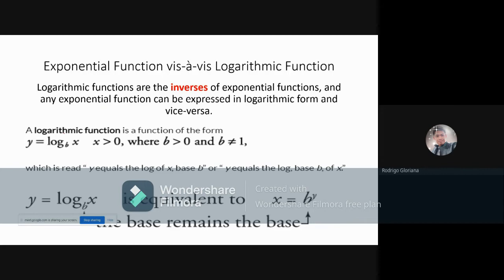As we define, a logarithmic function is a function of the form y is equal to logarithm of x to the base b, wherein x is greater than 0, b is greater than 0, and not equal to 1. Once we write the given logarithm, y is equal to logarithm of x to the base b, which is equivalent to x is equal to b raised to y. So this is now your exponential.